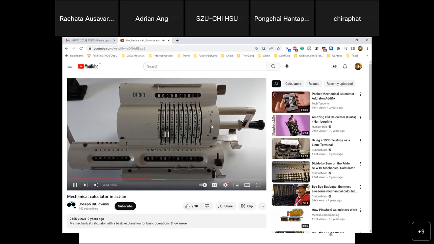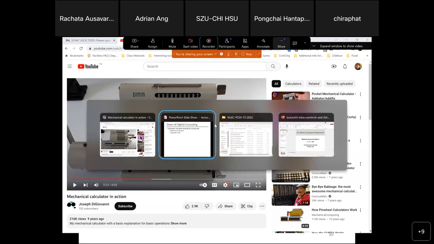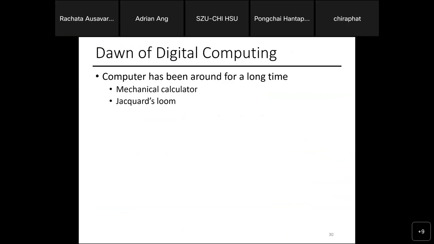Okay, so over here there's the leveling. Let's say if you rotate clockwise, it's like a plus or multiply. If you rotate counterclockwise, it's subtract. And you can put in 2 numbers, I think, and then do the calculation. It's pretty fancy, right? So that's a mechanical calculator.